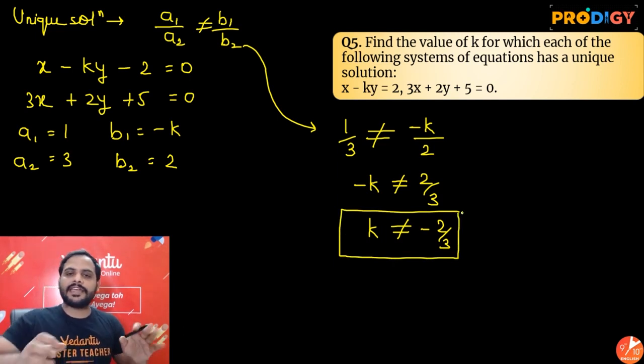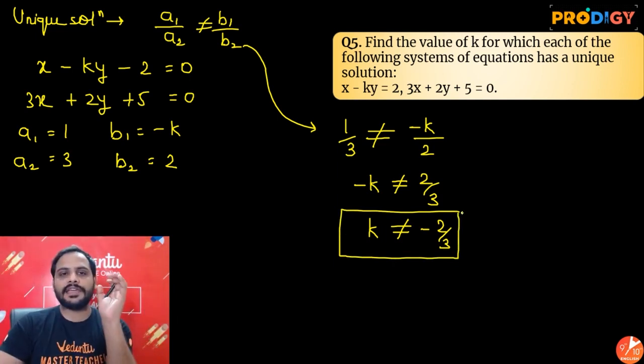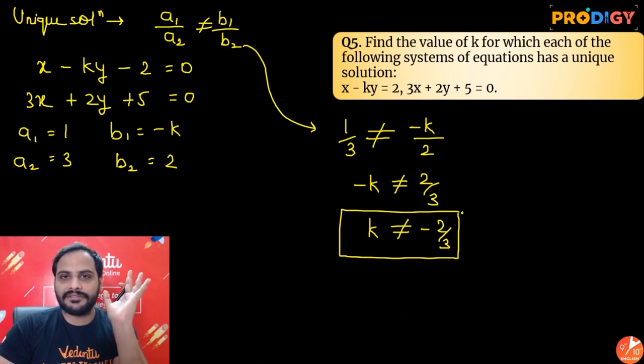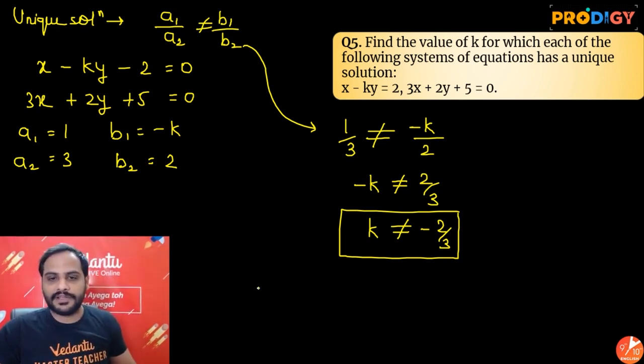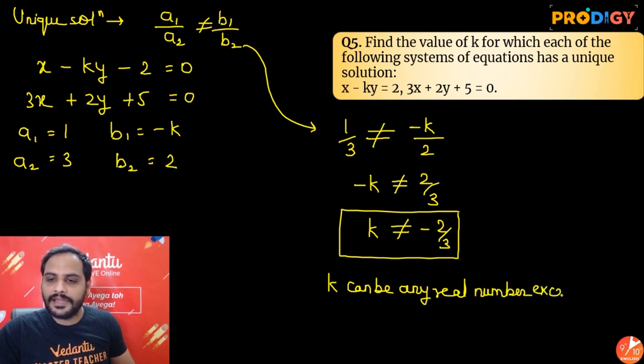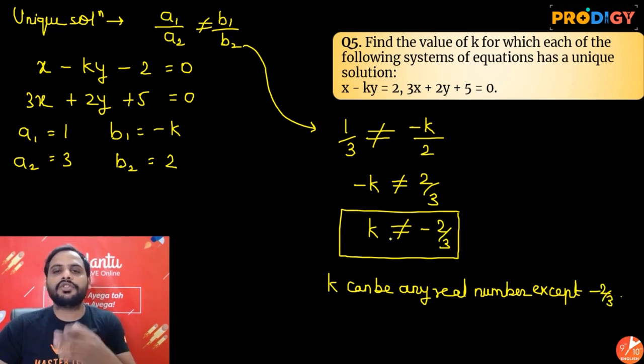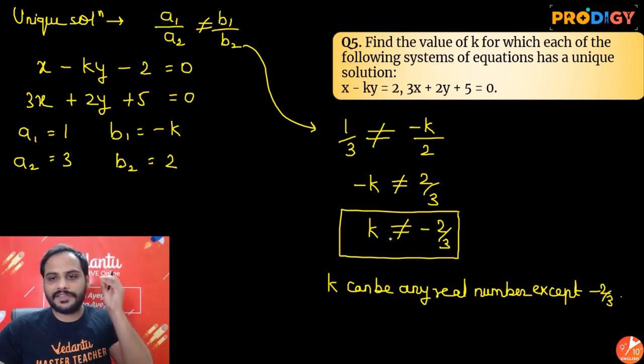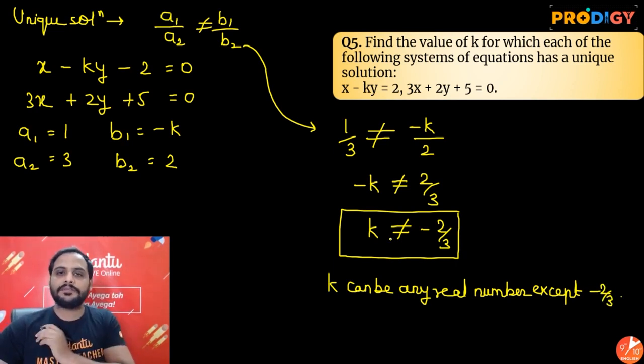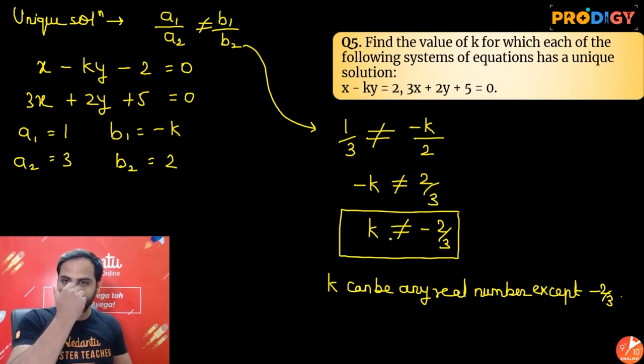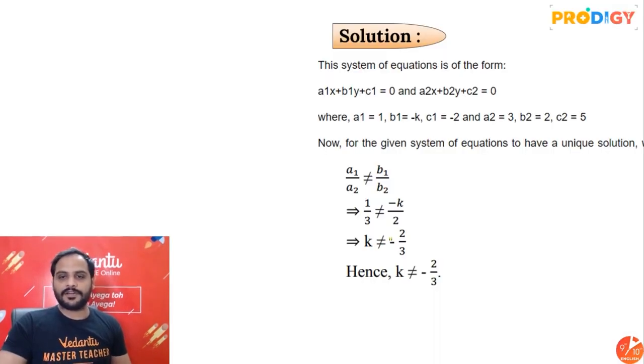So beta, we can say k can be all the values. K can be any real number value except minus 2 by 3. Alright, so we can say k can be any real number except minus 2 by 3. That is what it means. K should not be equal to minus 2 by 3. That means other than minus 2 by 3, k can be any other value. Easy? ठीक है बेटा? चलो, one more question let's do.